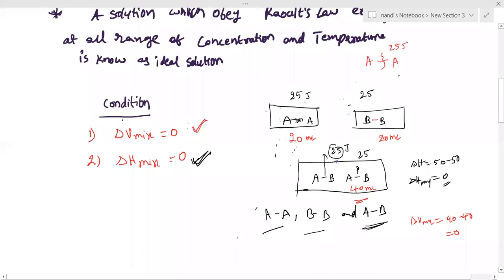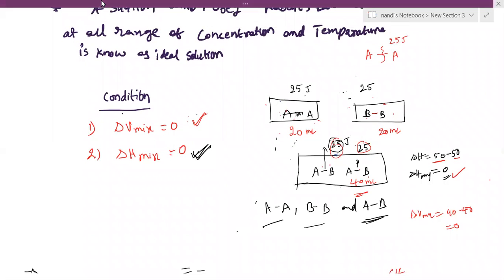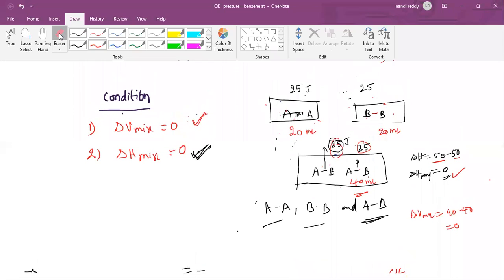How many bonds will we get? A can form a bond with B, and A can form a bond with B. I am getting 2 bonds, each with 25. What is the net energy change? 25 plus 25 is 50, and here 25 plus 25 individually is 50. So the net is 0. They are not absorbing or releasing energy when mixing. Then delta H mixture equals 0. All these terms are from 11th standard thermodynamics. These are not new terms.